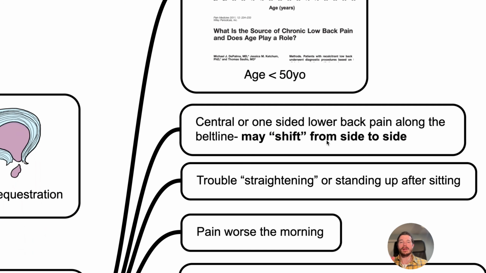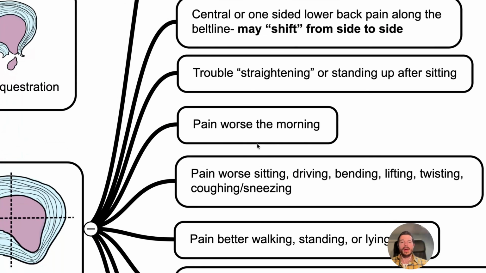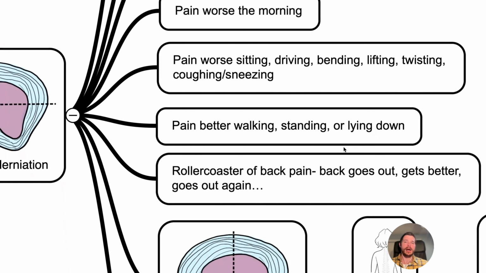Central or one-sided, may shift from side to side, can absolutely cause you to feel referred pain into the buttock or the back of the thigh. Trouble straightening or standing up after sitting. Pain is worse in the morning often, highest pressure in the disc in the morning. Like we talked about, usually worse with sitting, driving, bending, lifting, twisting, but not always. Coughing and sneezing increases that disc pressure. Pain is better, often, but not always, while walking, standing, or lying down.